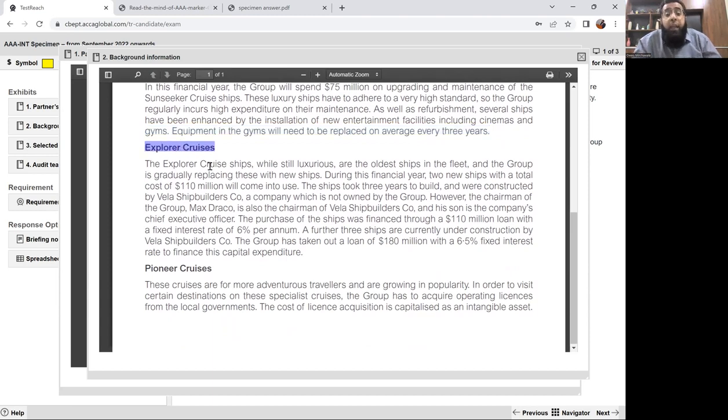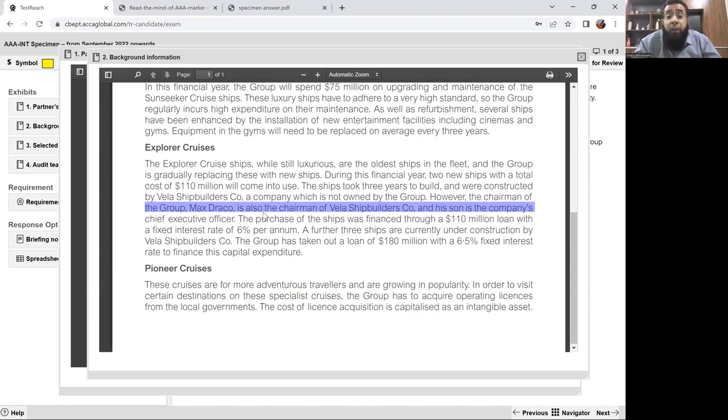Explorer Cruises. The Explorer cruise ships, while still luxurious, are the oldest ships in the fleet. And the group is gradually replacing these with new ships. During the financial year, 2 new ships with a total cost of $110 million will come into use. The ships took 3 years to build and were constructed by Vala Shipbuilder Company, a company which is not owned by the group. However, the chairman of the group, Max Draco, is also the chairman of Vala Shipbuilder Company.